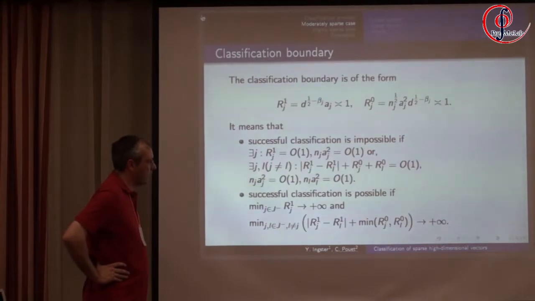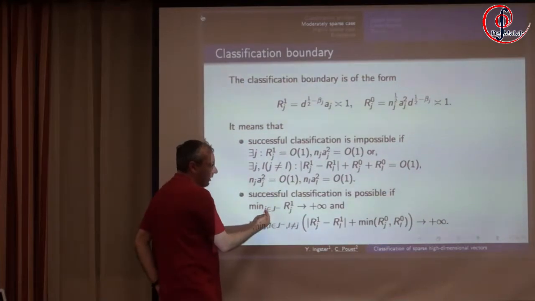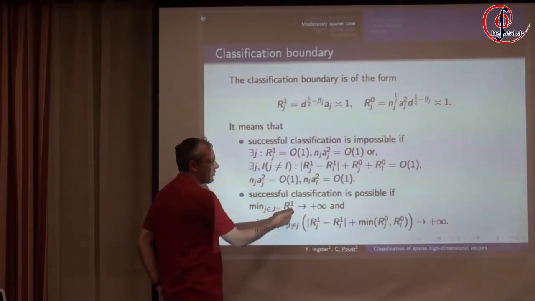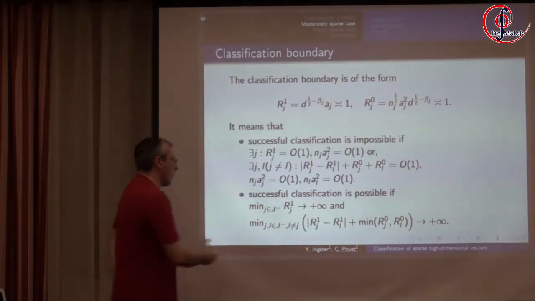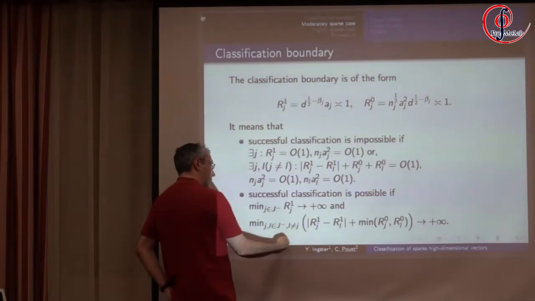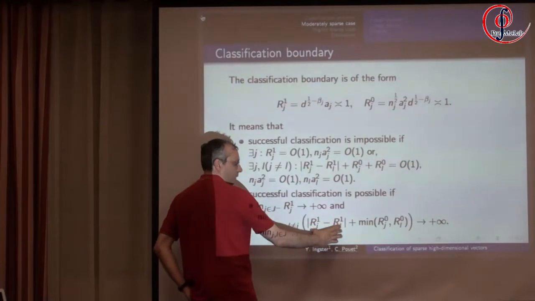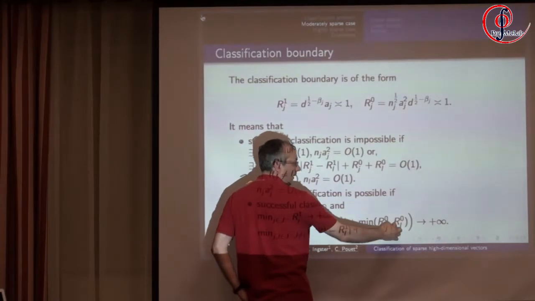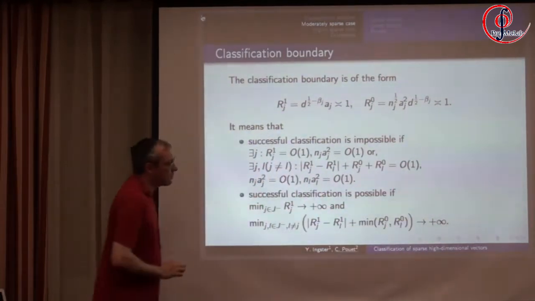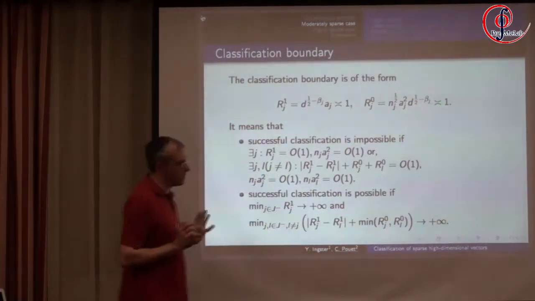And then successful classification will be possible when the minimum over j, in fact, you can say here all the indices from 1 to m, of R_1j will go to infinity. So this is related to this condition. And also, we need this condition. This is to say we have the minimum over j and l of the difference between R_1j and R_1l plus the minimum of R_0j and R_0l, which has to go to infinity. So if you have a very sharp eye, you can see that, in fact, these two relations are not completely the opposite. Okay?